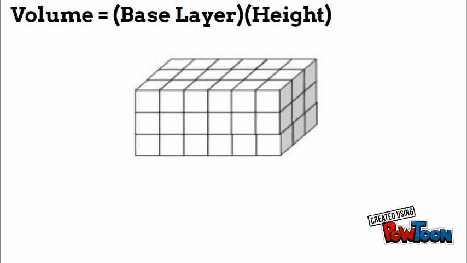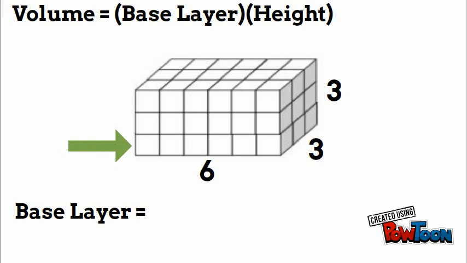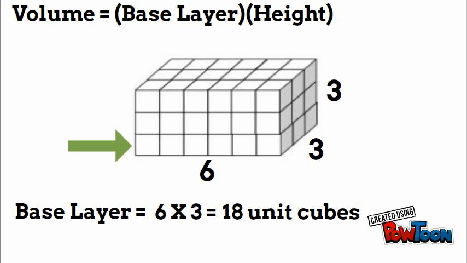So here I'm given a prism showing unit cubes. So first I've got to see how many are on each side. So I have 6 long, 3 wide, and 3 tall. So the first thing I'm going to do is find the area of that base layer, or how many unit cubes make up that base layer. So looking at that base layer, look at the dimensions. I have 6 and 3, so 6 times 3 gives me 18 unit cubes that make up that base layer.